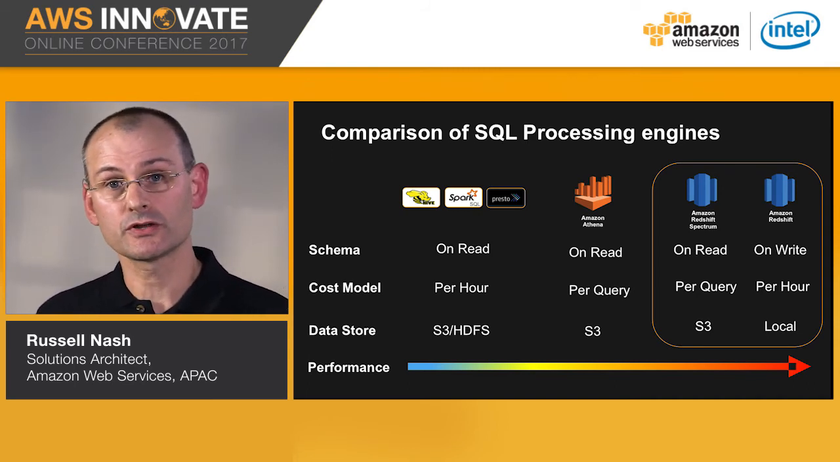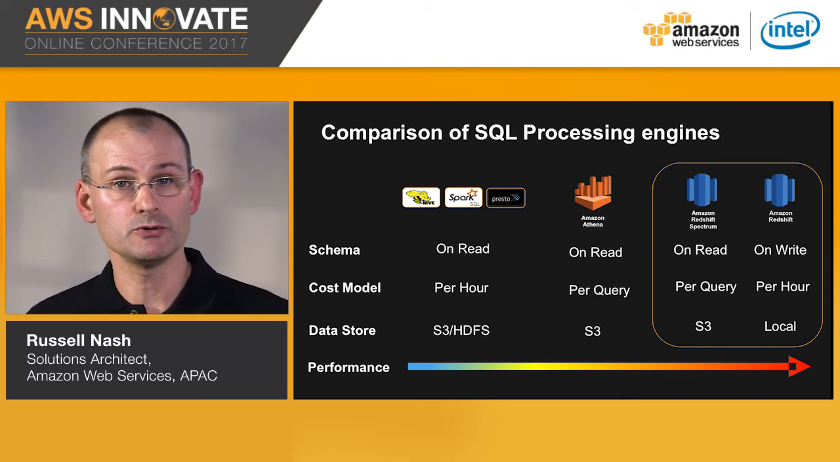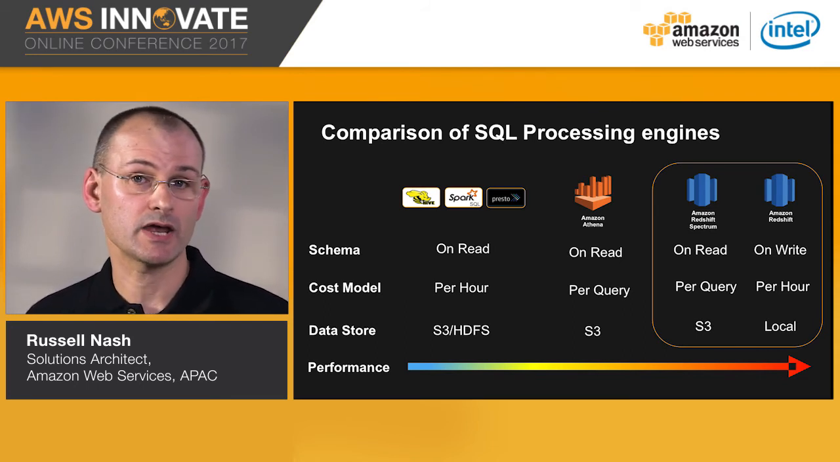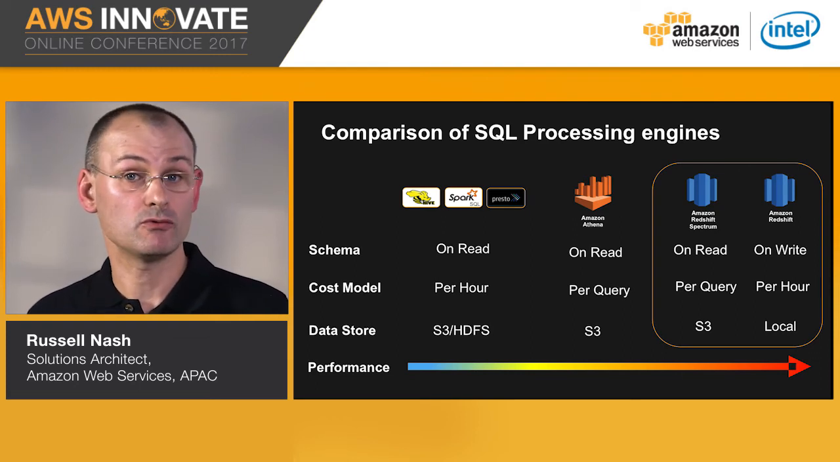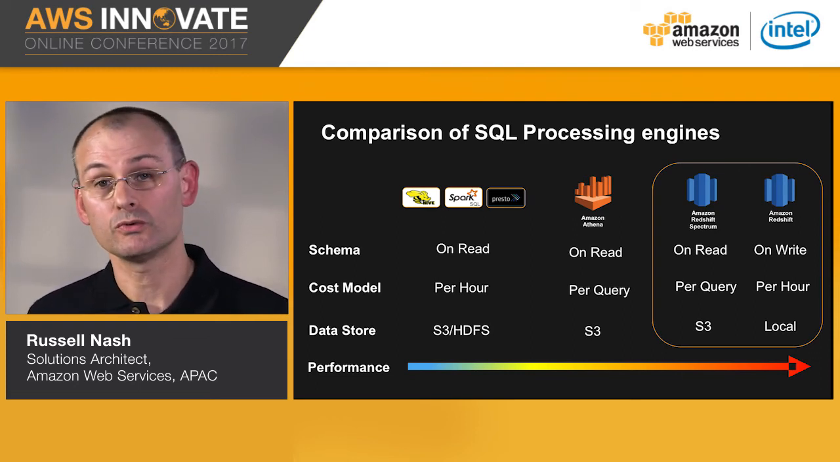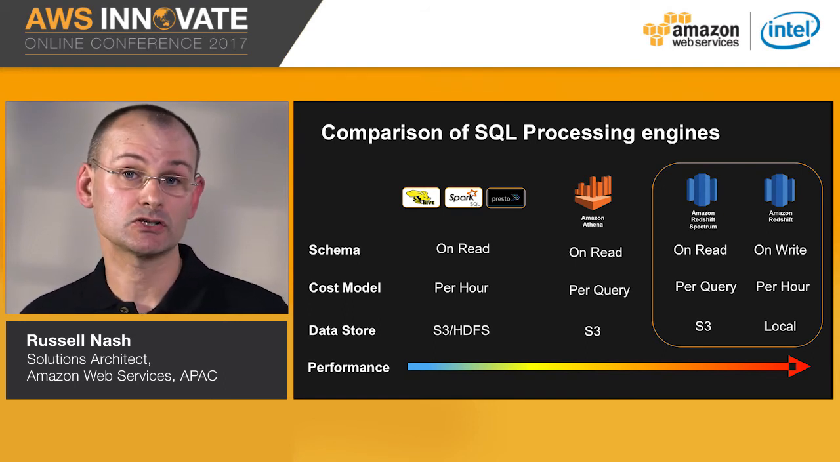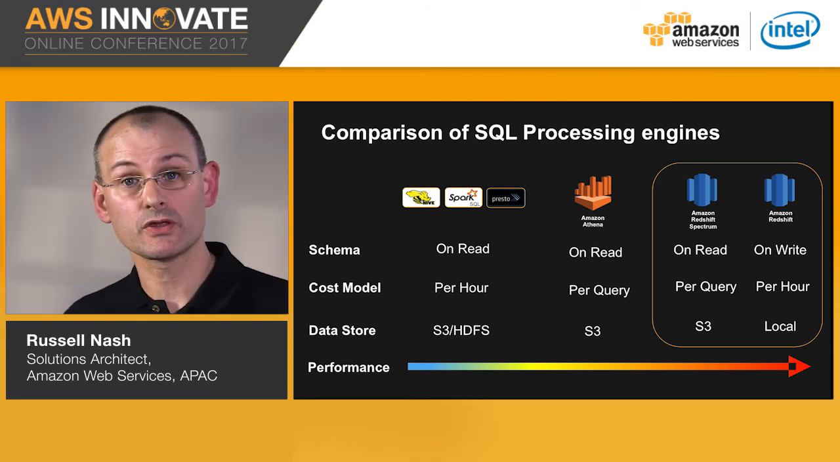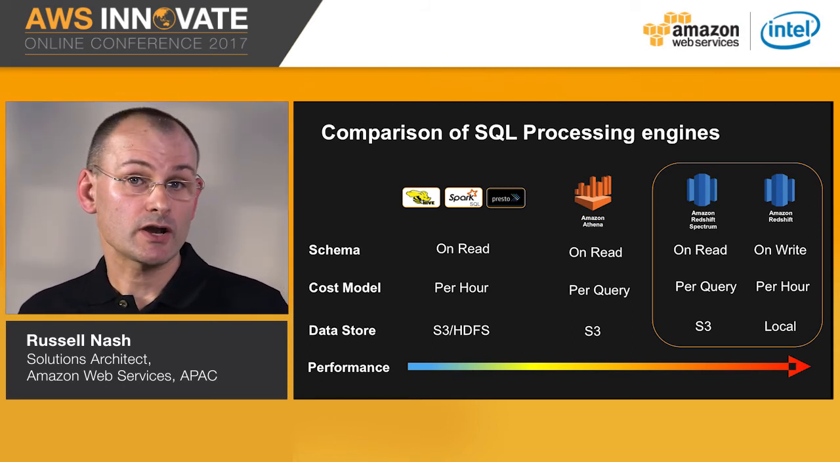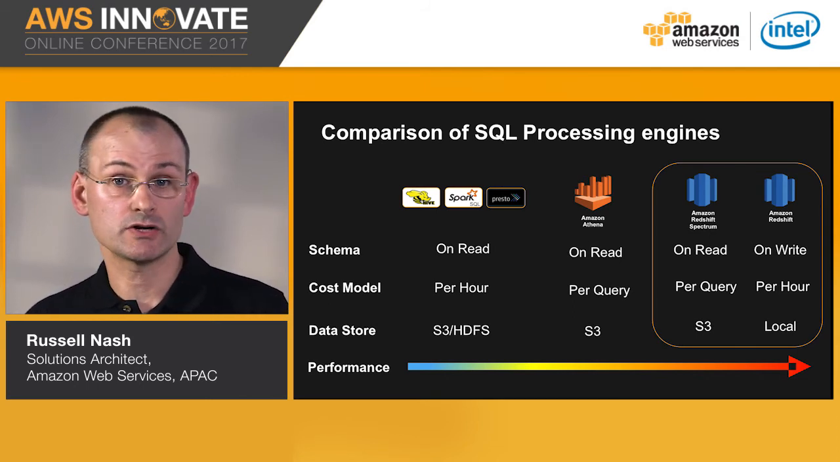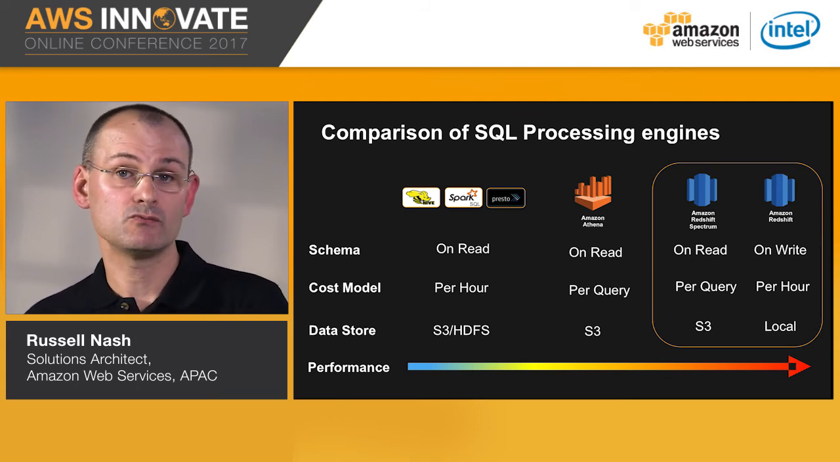Now looking at the cost model, the cost models differ across the different engines. If you look at the ones that run on top of Hadoop, you're going to pay for those by the hour because you're running on a cluster. Athena, you pay for per query, as you do also with Redshift Spectrum. Redshift itself, you also pay for by the hour because it is actually a cluster. In terms of the data store that they support, the ones that run on Hadoop support both S3 and HDFS. And then Athena is S3 only, as is Redshift Spectrum. And then Redshift itself obviously reads off its own local data store.